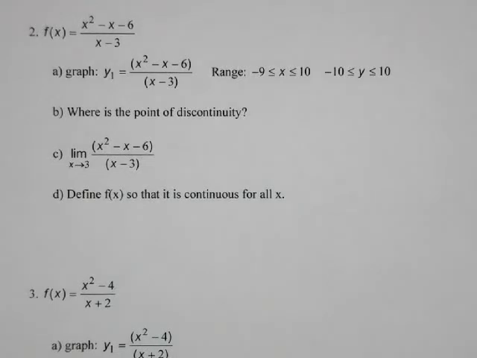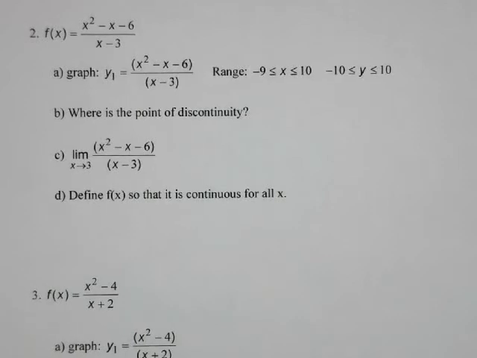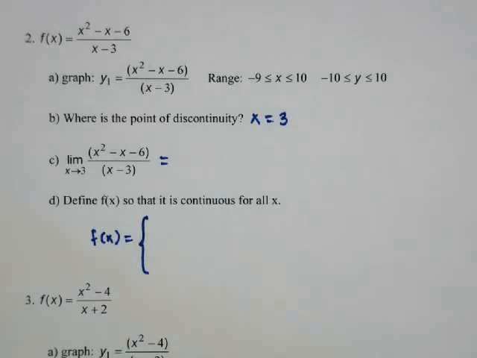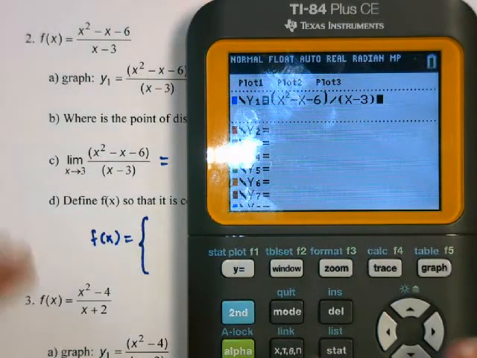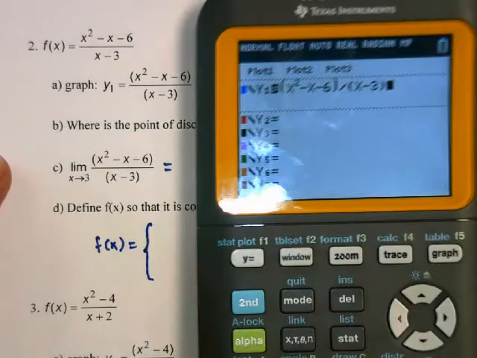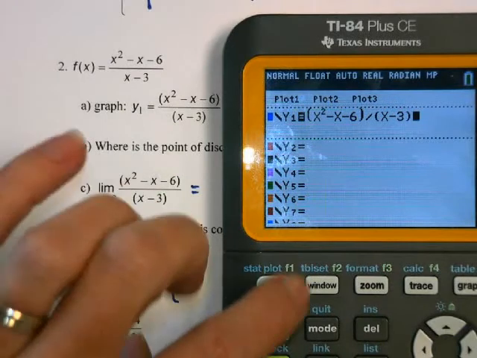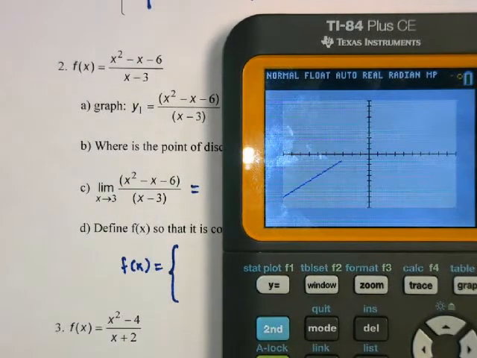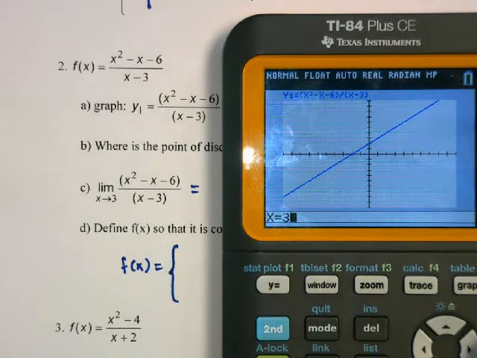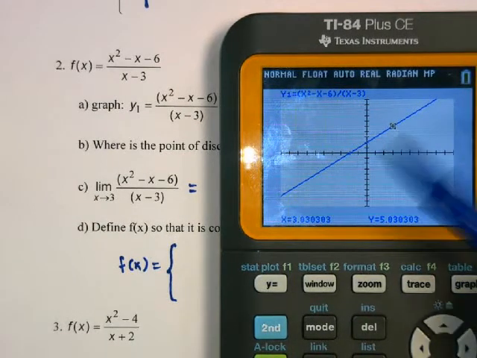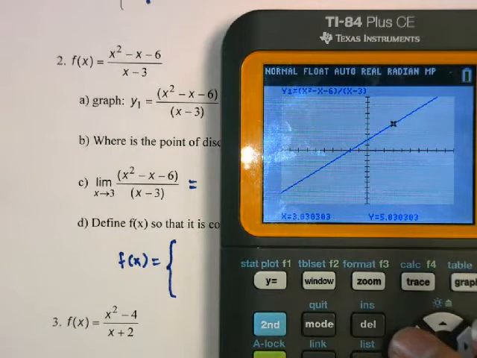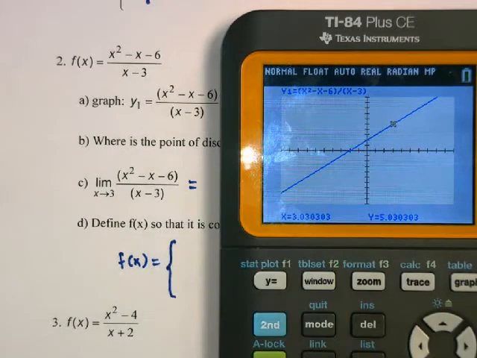So I'd like you to try this one on your own and see if you get the same conclusion. So you can pause the video and go through there and see if you get the same thing I get. So for this one, we're going to graph it. The point of discontinuity is going to be at 3 because that's what makes the denominator 0. When we graph this and trace to 3, again, the graph looks continuous. If we look to either side of 3, it looks like it's approaching 5.